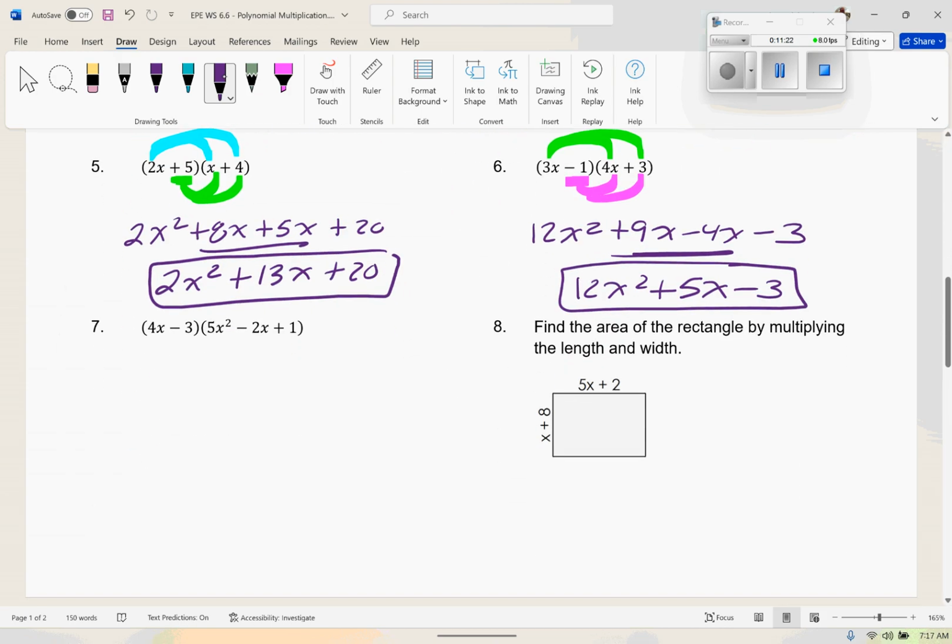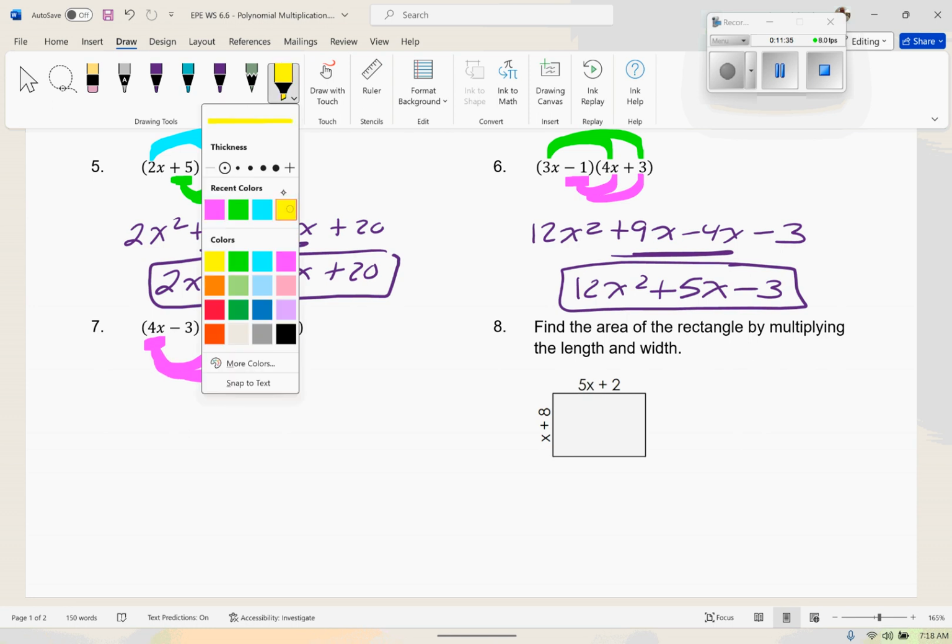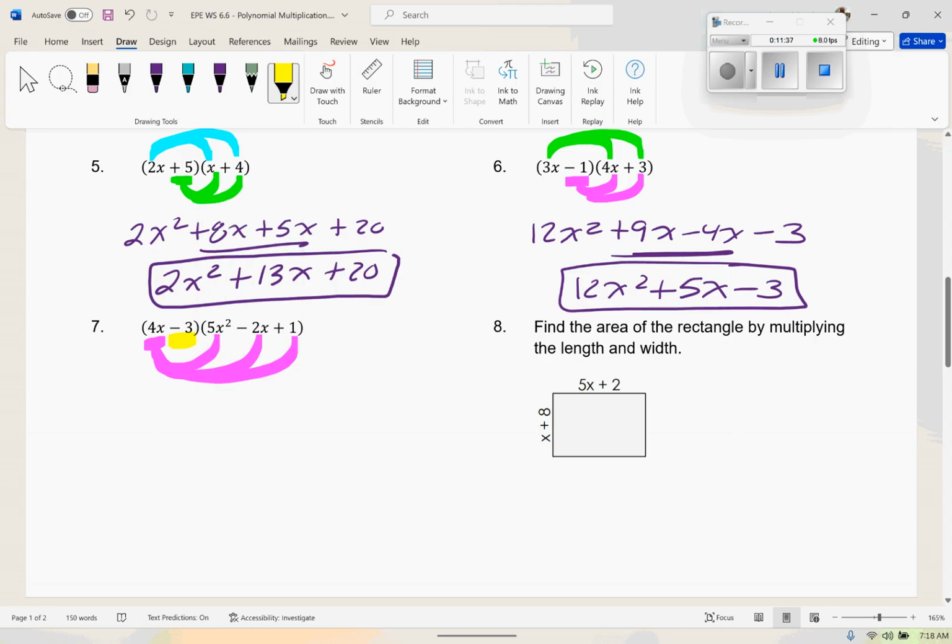Okay, number 7 looks a little goofier. Okay, so let's go real slow here. I'm going to take this 4x and multiply it here and here and here. And then I'm going to take this -3 and distribute it here and here and here. So there's a little bit more to this one.